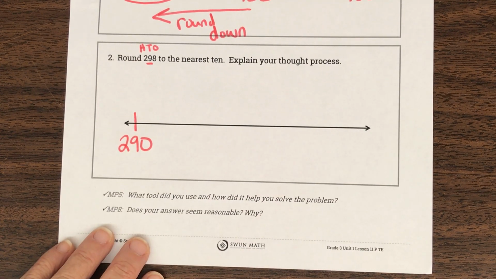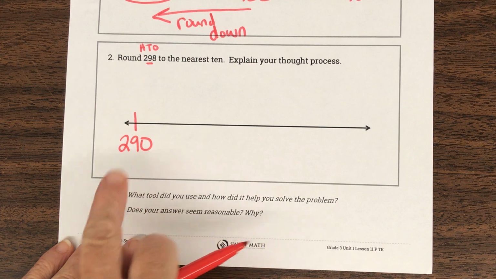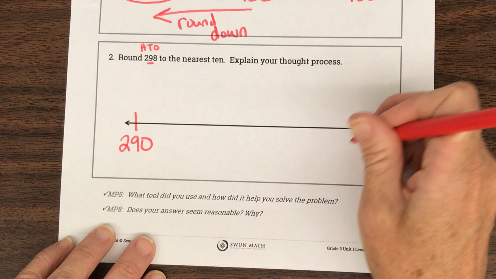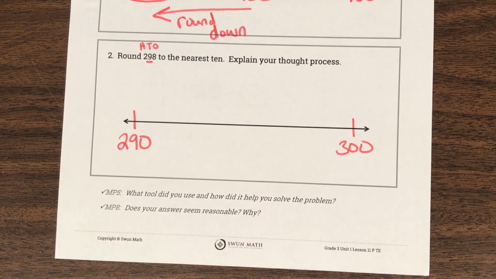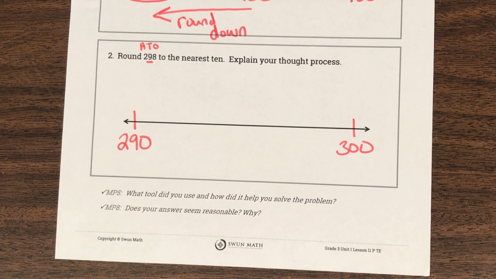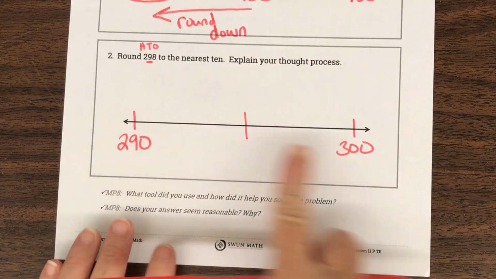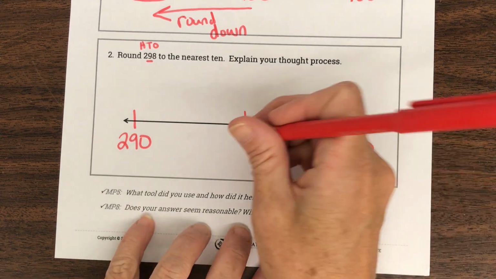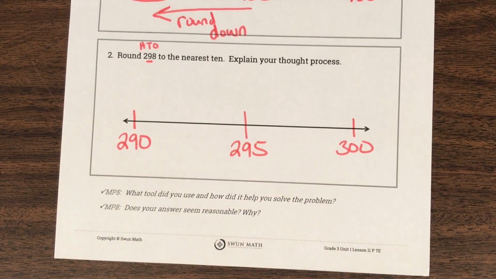Okay, step 3 says identify the 10 after the value of the underlined number and write it. So what would be 10 after this? If I added 10 to this, I'm going to get 300. Okay, step 4 says identify the halfway point and write the number in the middle. So what's right in between 290 and 300? What's right in between is 295. That's right in between.